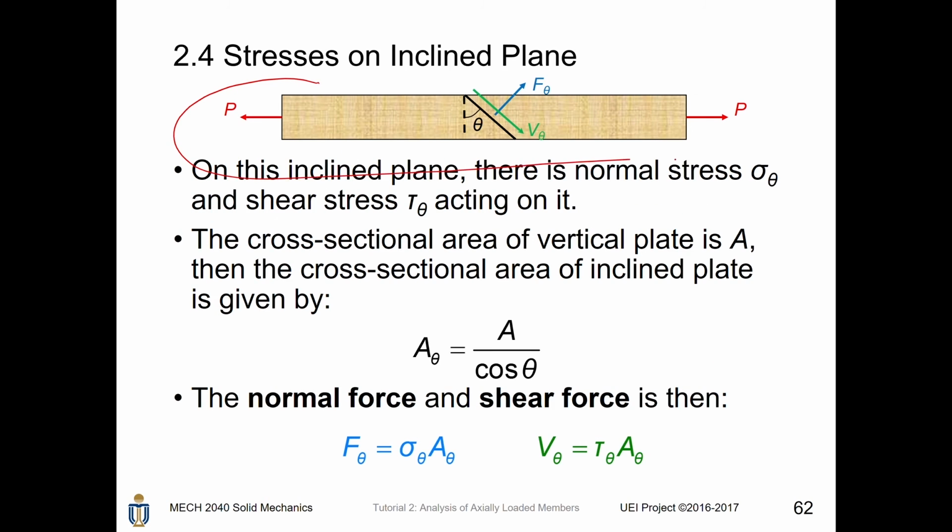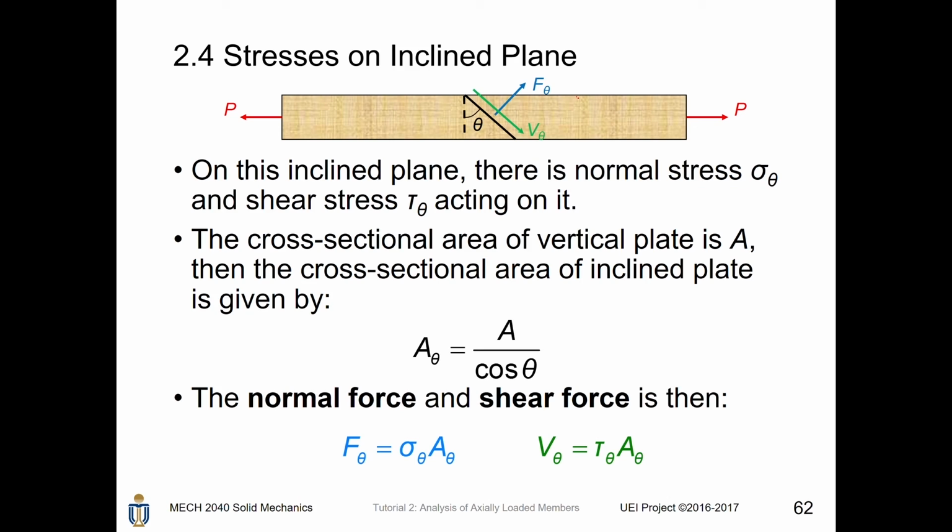For this bar, we cut this bar through this line. It is an inclined plane. On this inclined plane, there is an inclined shear force V theta and an inclined direct force F theta. Also, on this inclined plane, there is a normal stress sigma theta and a shear stress tau theta acting on it.